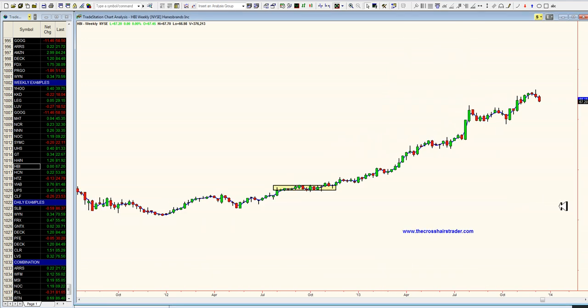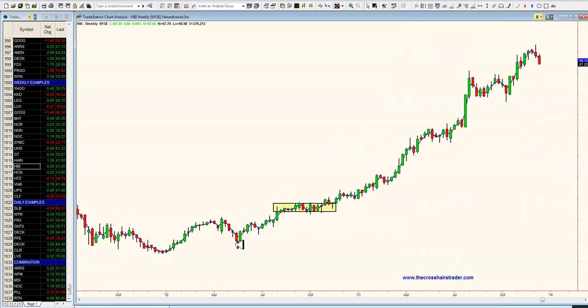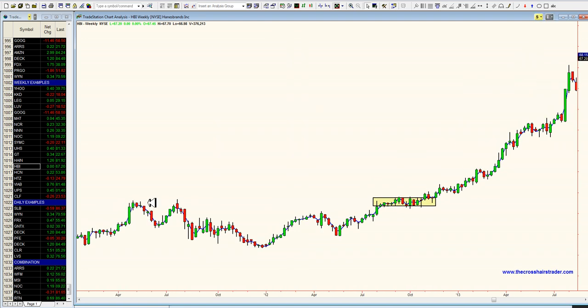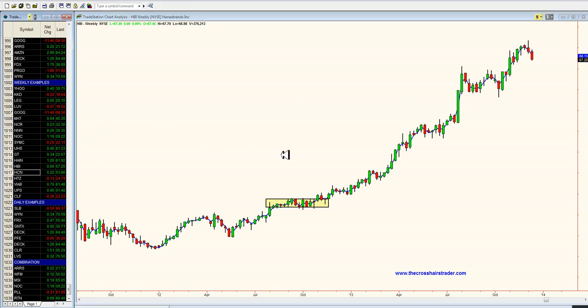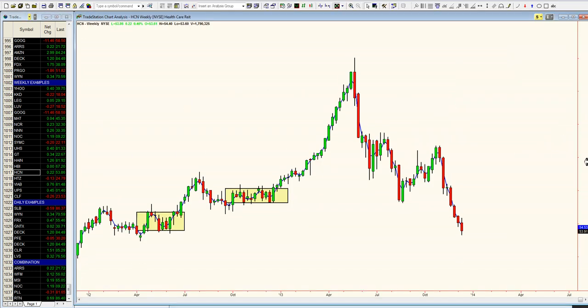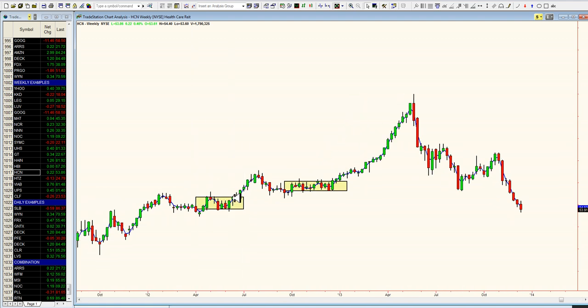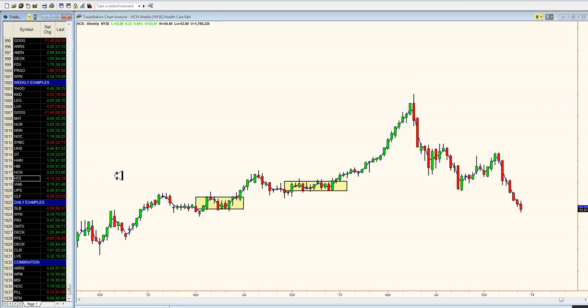HBI, just trending higher, had pretty much consolidated 2011 into 2012, then started breaking out of a box and then just took off. That's HBI. HCN had a nice short move here for about a month or so, from June, July 2012, then went sideways up until around January 2013, and then broke out and took off.